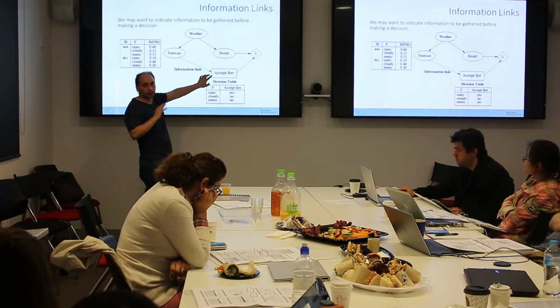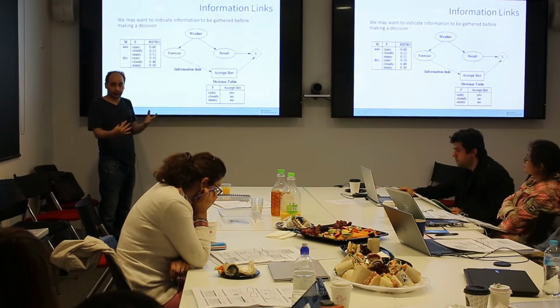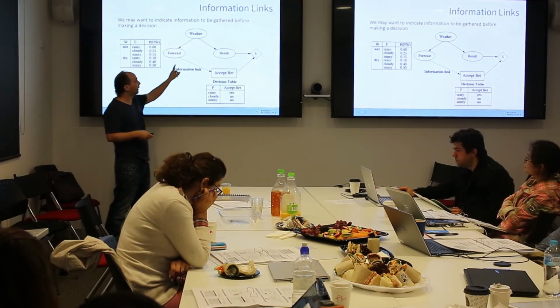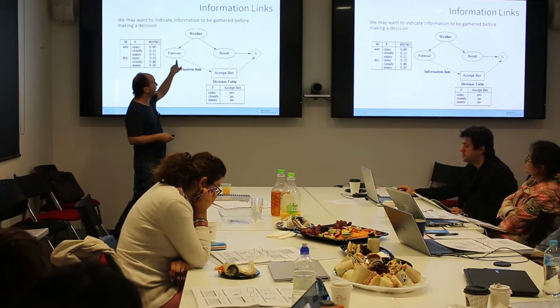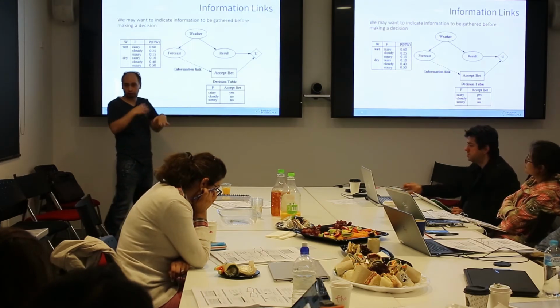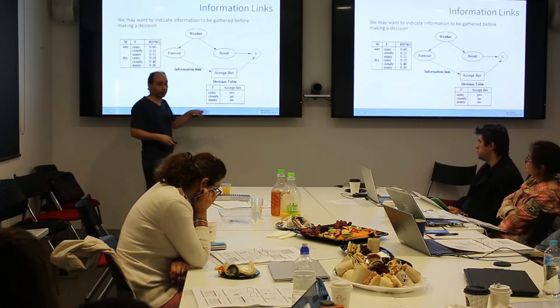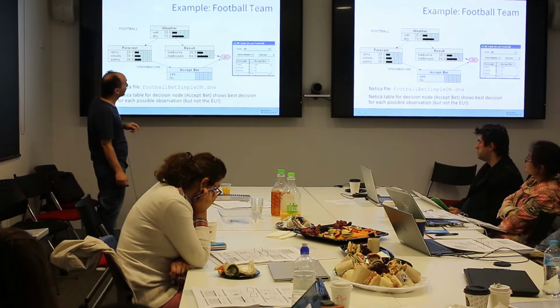This doesn't actually do anything in the engine, so it's not like it comes into the inference in any way. But it does allow you to systematically say, for this value of a forecast, this is what I'll do. For this value of a forecast, this is what I'll do. And Netica will produce a table for you automatically, which I think is on the next slide.